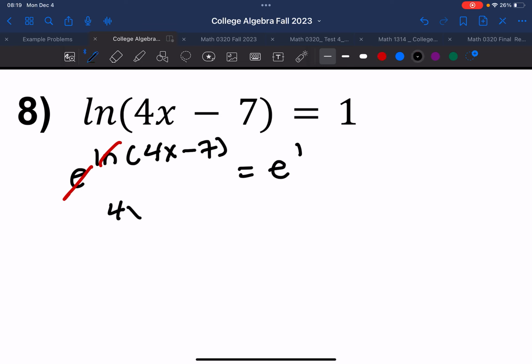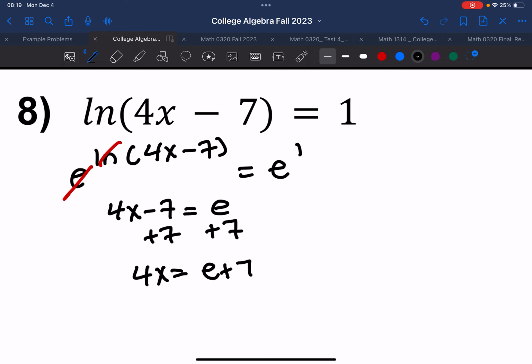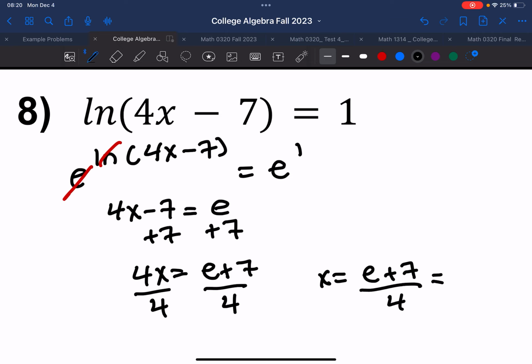And I'm left with 4x minus 7 is equal to e to the 1. Remember, that first power of the exponent does nothing to the problem. So e to the 1 is the same as just saying e. So I'm just going to leave it as e. Now to get x by itself, I'm going to add 7. And I have 4x is equal to e plus 7. And then divide by 4. And I get x is equal to e plus 7 divided by 4. Or if I use my calculator, that's approximately 2.43.